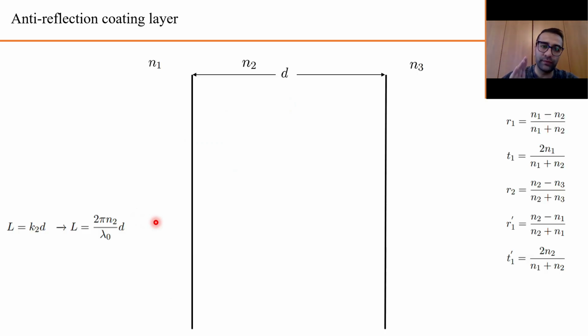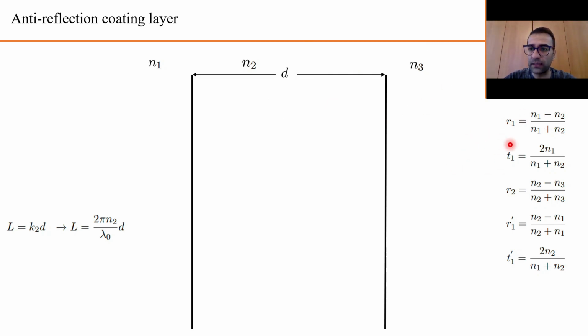Okay, what if we have two interfaces? We assume that we have three media. Medium 1 with the refractive index of N1, and we assume that this medium 1 is semi-infinite. And we have some finite thickness of medium 2 or layer 2 with the refractive index of N2, and the thickness of this layer 2 is D. And again, we have the other semi-infinite medium with the refractive index of N3.